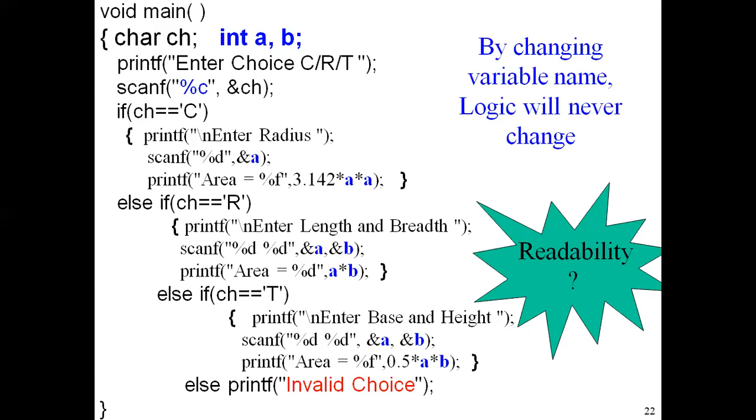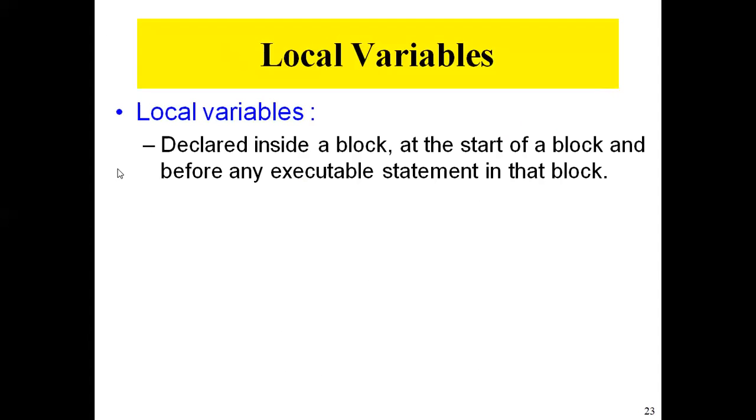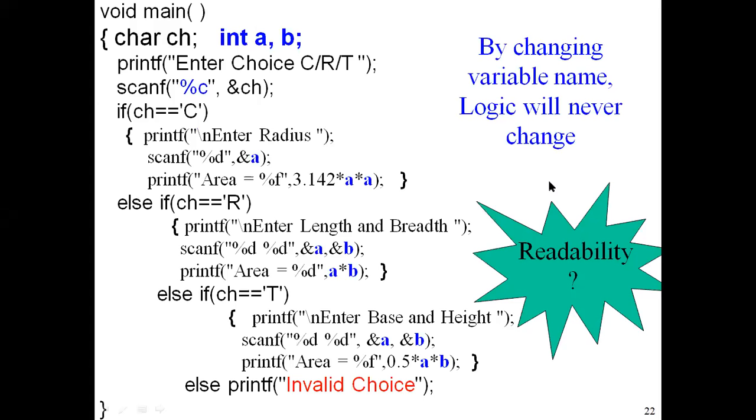Look, here is void main, this is a curly bracket. We're declaring at the start of the block, inside a block, before any executable statement in that block. So what is an executable statement? For example, printf is an executable statement, scanf is an executable statement. These are not executable statements, these are declarations. So the declaration has to be at the start of the block, correct?